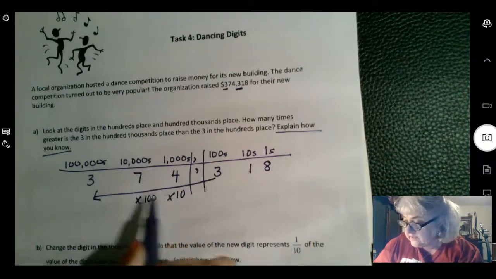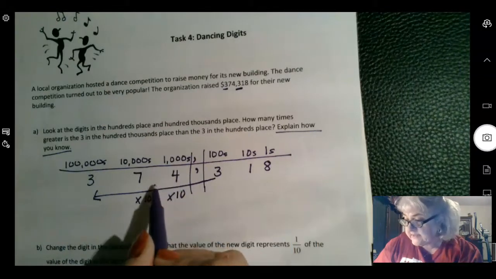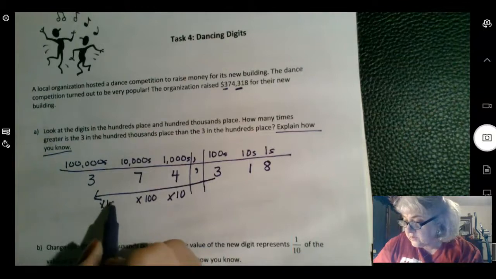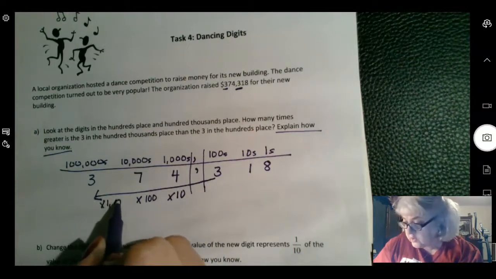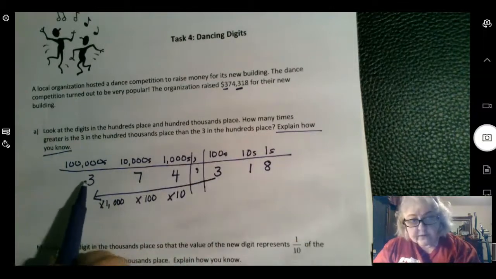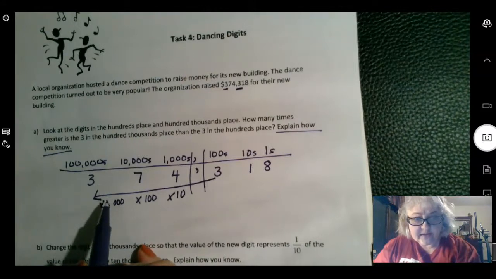When I go again, that would be 3 jumps, which would be 10 times 10, then 100 times 10, which would be times 1,000. Therefore, the 3 in the hundred thousands place is 1,000 times greater.